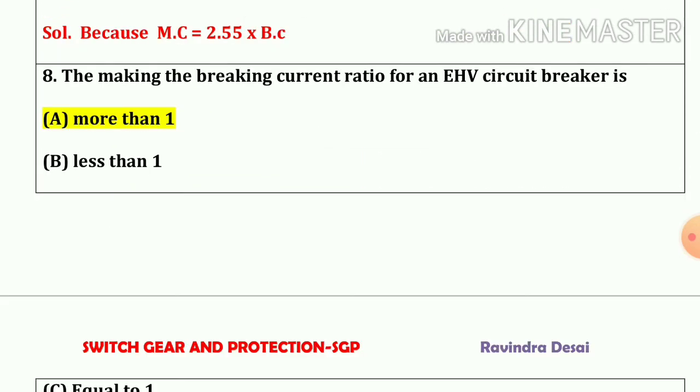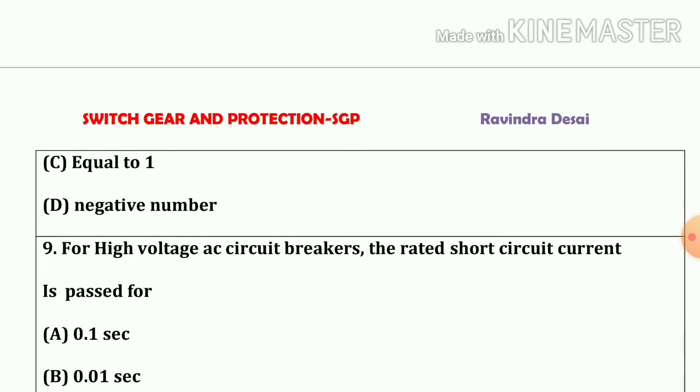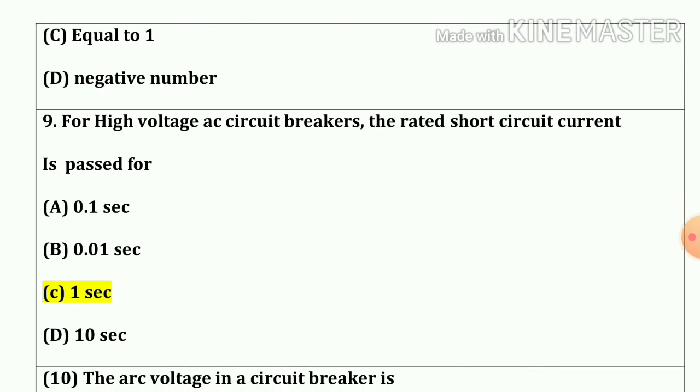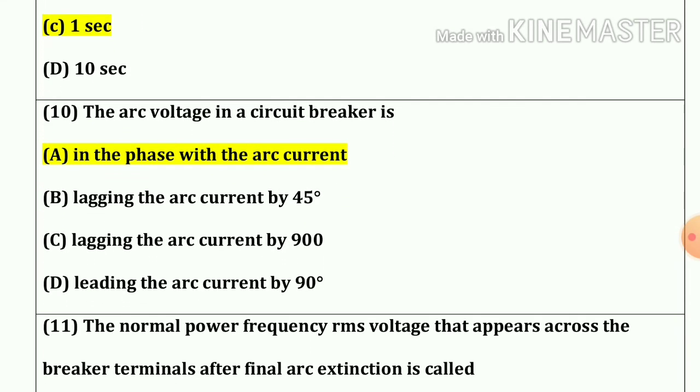Now question number 8. The making to breaking current ratio for an EHV circuit breaker is more than 1. Now question number 9. For high voltage AC circuit breakers, the rated short circuit current is passed for 1 second. Important questions. Question number 10. The arc voltage in a circuit breaker is in phase with the arc current.